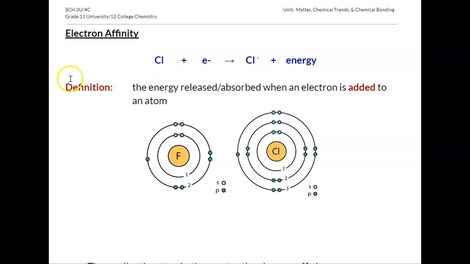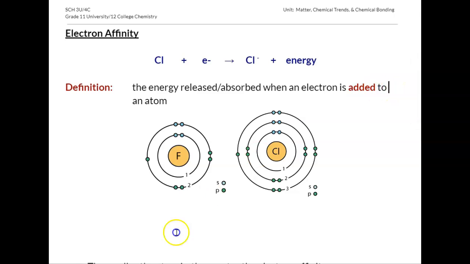So the definition for electron affinity is the energy that is typically released or absorbed, and we'll talk more about that later, when an electron is added. Regardless of whether energy is released or absorbed, we're talking about adding an electron. Ionization energy refers to removing an electron. Electron affinity refers to adding an electron.